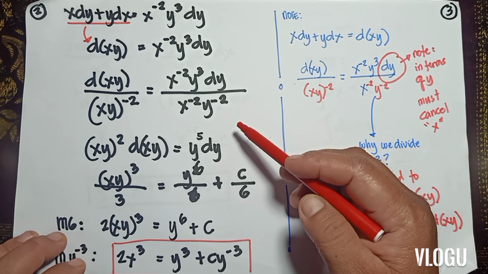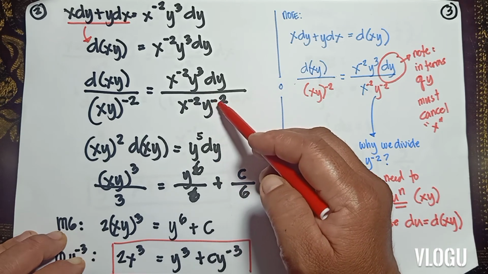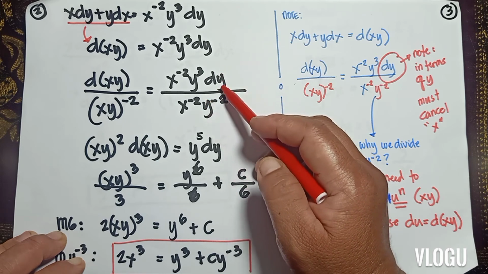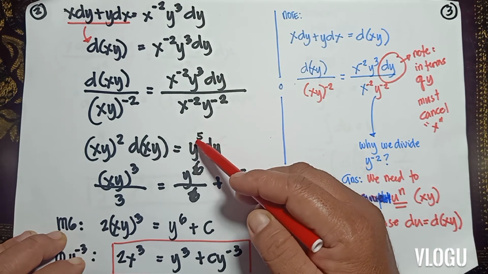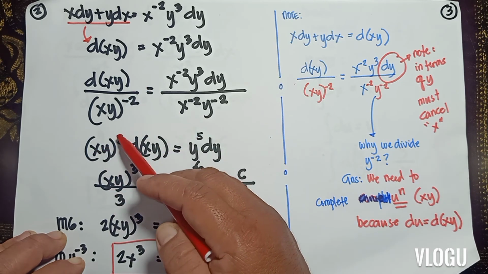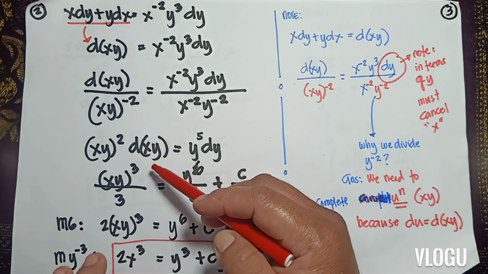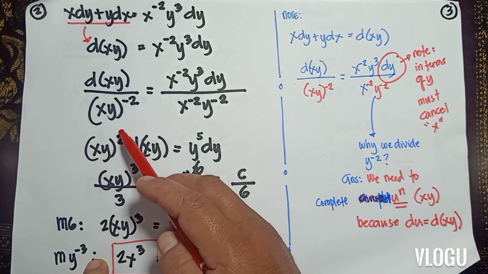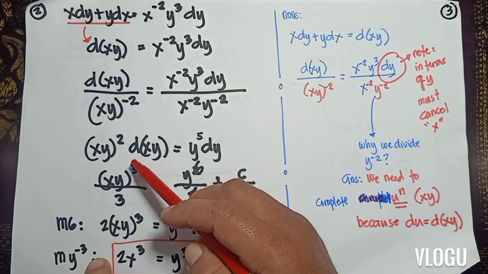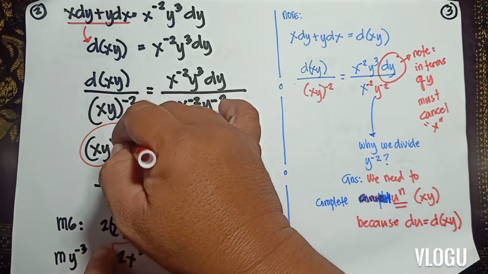So here, we can cancel x negative 2, x negative 2. For y negative 2, if you are going to bring that up, this would become positive 2, right? So if you are going to bring that up, you will have y to the 5th dy. Here, if you are going to bring this up, this would become xy squared derivative of xy. So you have now a form of u to the n du. If your form is u to the n du, that is now complete. Proceed to integration.